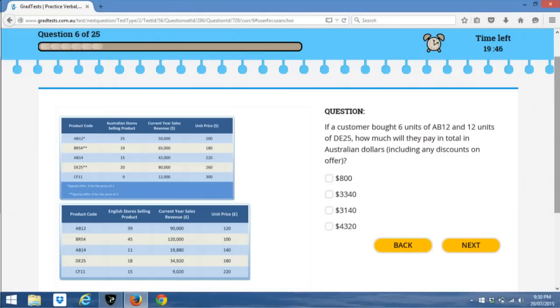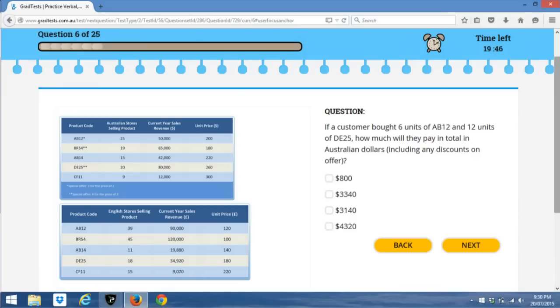Okay, so they're the kind of crucial details you want to immediately pick up when you get a numerical reasoning test. The first question says, the customer bought 6 units of AB12 and 12 units of DE25. How much will they pay in total in Australian dollars? It even gives you a hint there, including any discounts on offer. Even if it didn't include that last bit in the sentence, you should still be incorporating the discounts.